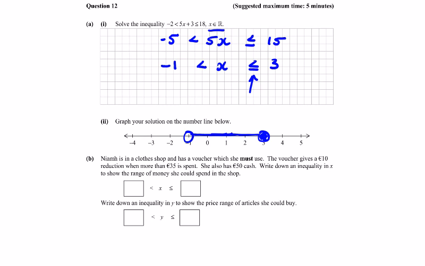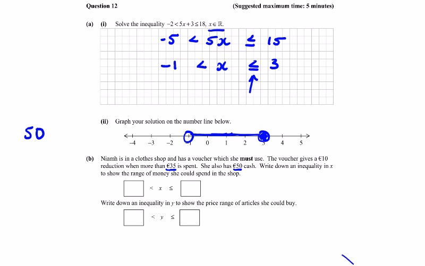So nice and simple. Okay, Neve is in a clothes shop and has a voucher she must use. The voucher gives a €10 reduction when more than 35 is spent. She also has 50 in cash, so she's 50 in cash and 10 off if she spends 35. Okay, write down an inequality in x to show the range of money she could spend in the shop.